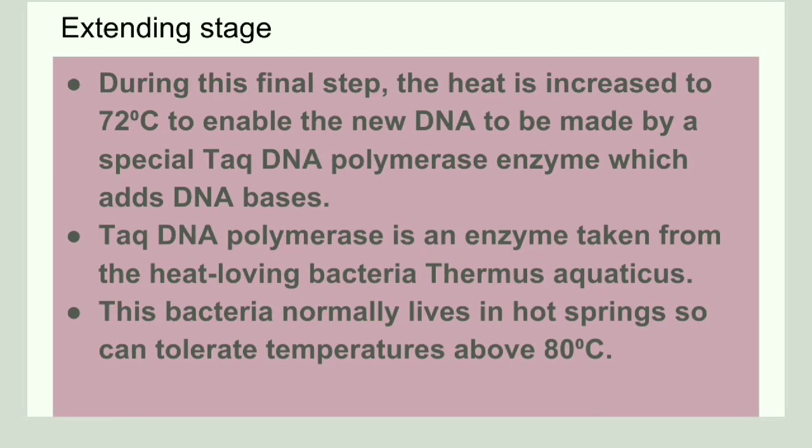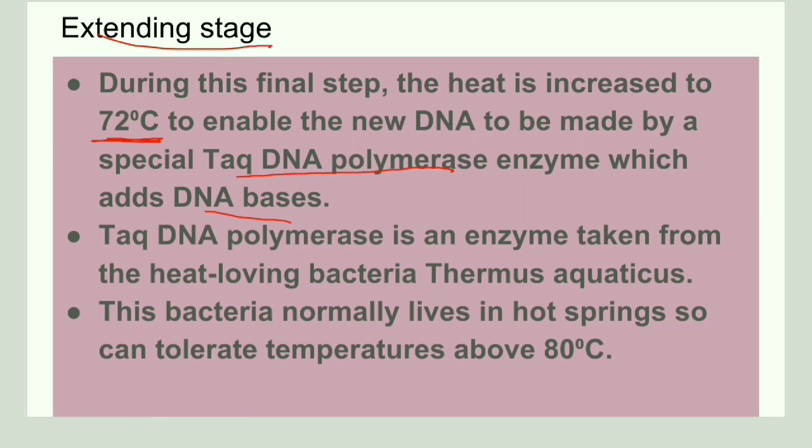The next stage is extending. This is the final step of PCR. Here the temperature is increased to 72 degrees Celsius. So at this temperature, a Taq polymerase is added. This Taq polymerase enzyme adds the DNA bases. So at the extending stage, the temperature is raised to 72 degrees Celsius and a Taq polymerase is added. So what is a Taq polymerase?